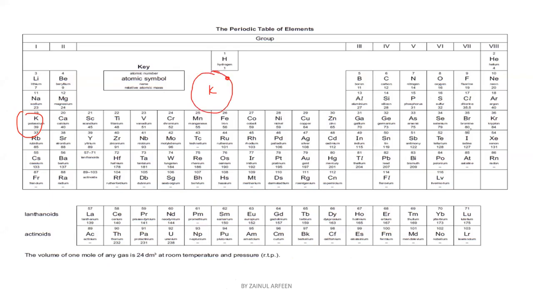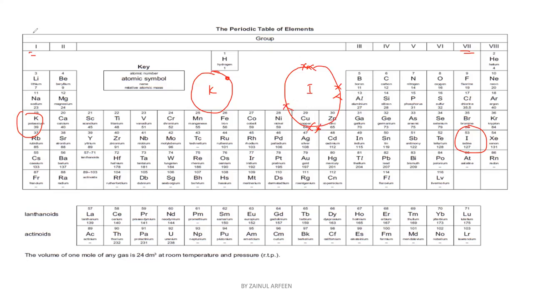And iodine belongs to group 7. So as it belongs to group 7, how many electrons will be there in iodine? It will have 7 electrons in the outermost shell. Again, this is a valence shell or outer shell, but not the complete atom.